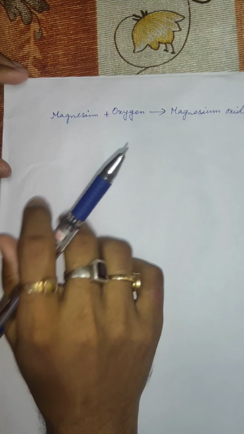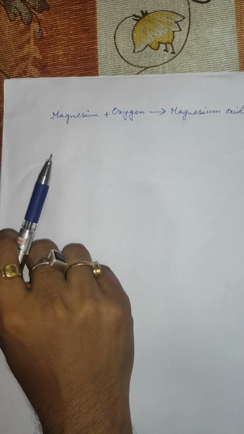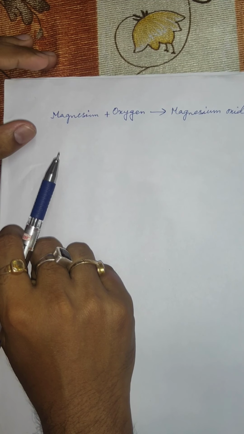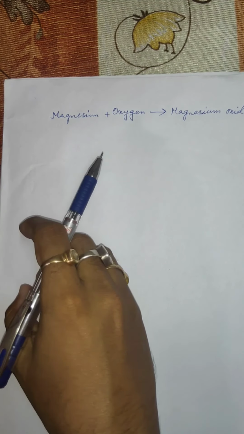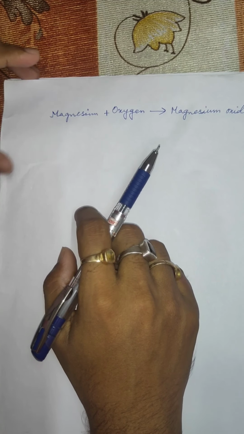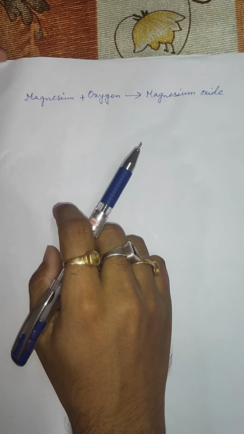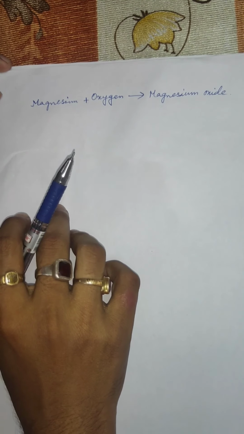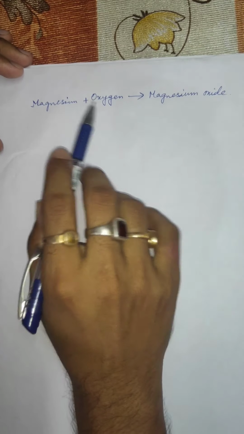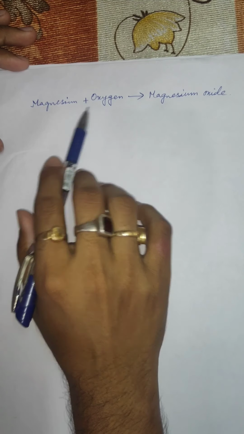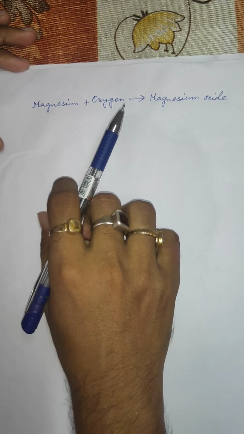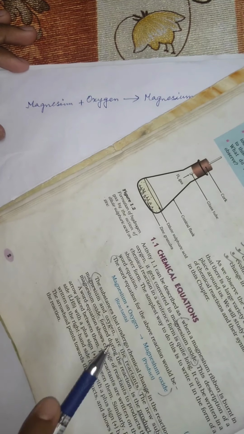So I have taken an example of a chemical equation. See, chemical reactions take place everywhere, and we know that. But by looking at a chemical equation, we can understand a chemical reaction: how does the reaction take place? So what is a chemical equation? Let's first understand. I have taken an example from your textbook: magnesium plus oxygen equals magnesium oxide. That example you will get in your textbook. See this example.